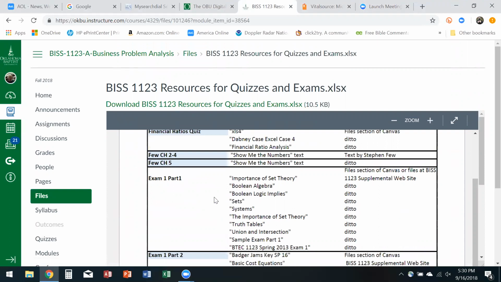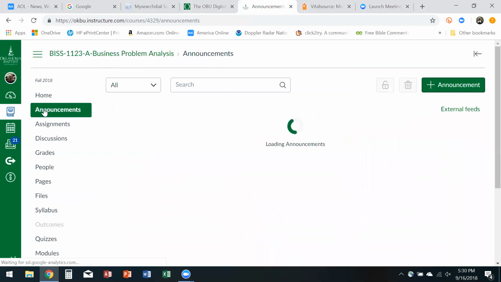I have several of these which are PowerPoints, documents I had posted. And here's where you'll find them. You're either going to find them in the files section of Canvas or in the files at the BISS 1123 supplemental website. And we talked about that before. And so let me take you back up into the announcements area. Let's go up there.